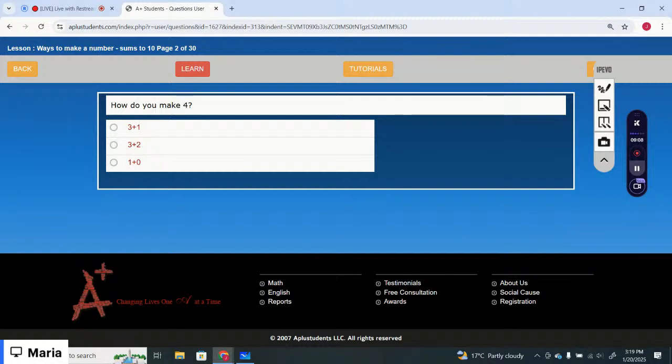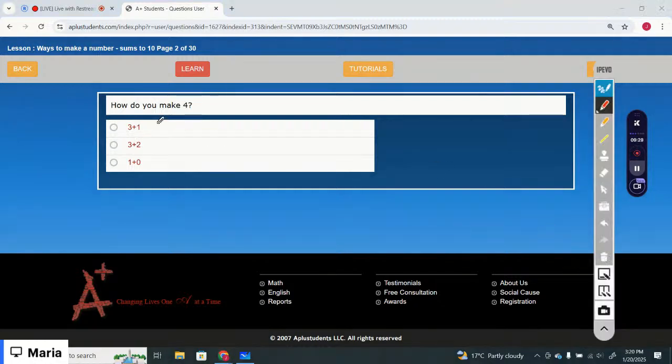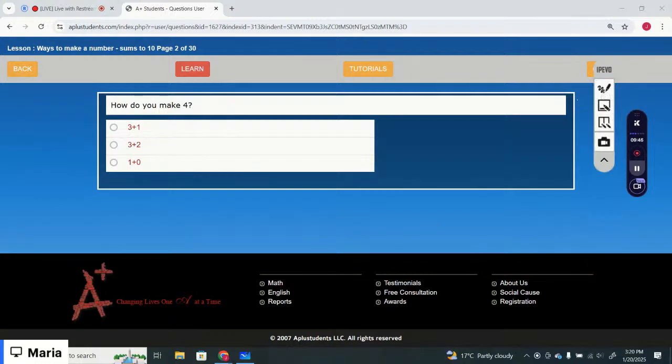How do you make 4? Which is the correct option? You have to make 4. So just add, see which option makes 4. 3 plus 1 makes 4. 3 plus 2 makes 5. And 1 plus 0 makes 1. So which is the correct option? Which option makes 4? Option number 1 is the correct option. That is 3 plus 1.